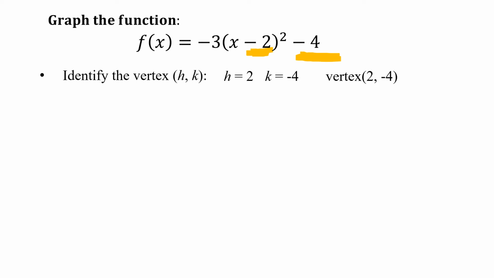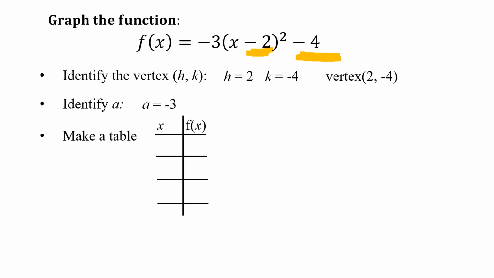The next thing you want to do is identify a. a is the coefficient of the parentheses, which is negative 3. And we're going to use that in a few minutes. Now let's make a table. In this table, you're going to have some values that will help us to graph this function. The first value is your vertex, which is (2, -4), and you put it in the middle. Now we want to use coordinates to generate 2 more values by using a equals negative 3.